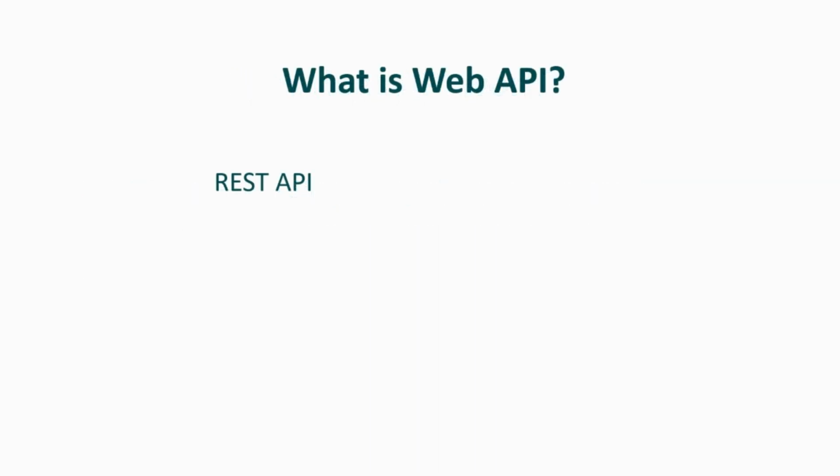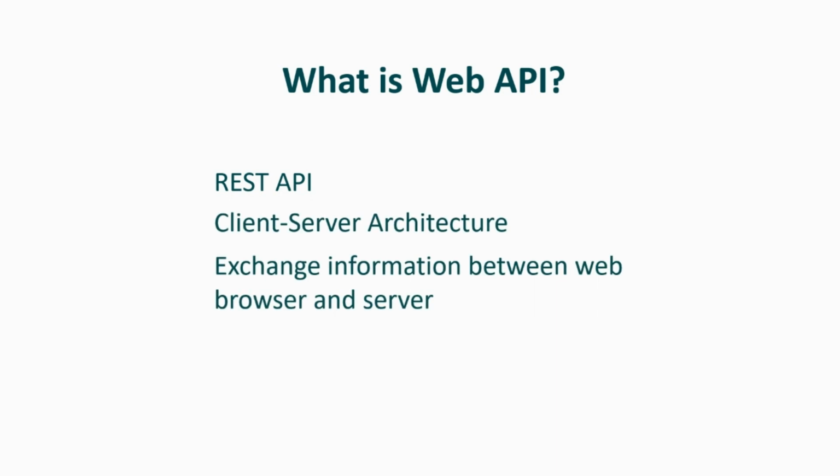REST APIs are also known as web APIs as they use the standard client server architecture style and can be used as a URL to access the REST endpoints with the help of web browser and the web server. Web APIs or REST APIs exchange information between web browser and the web server, which means we can type any URL in the browser to visit the REST endpoint and can get the response from the server in plain JSON data without rendering a web page.